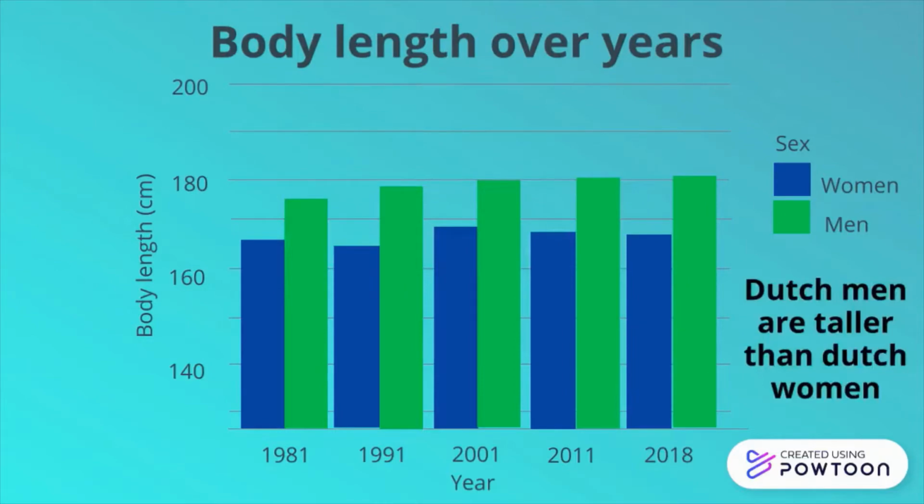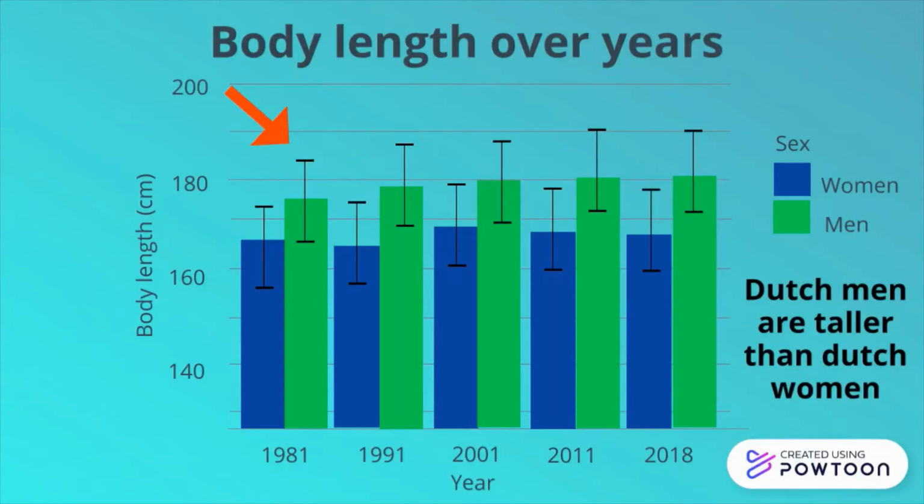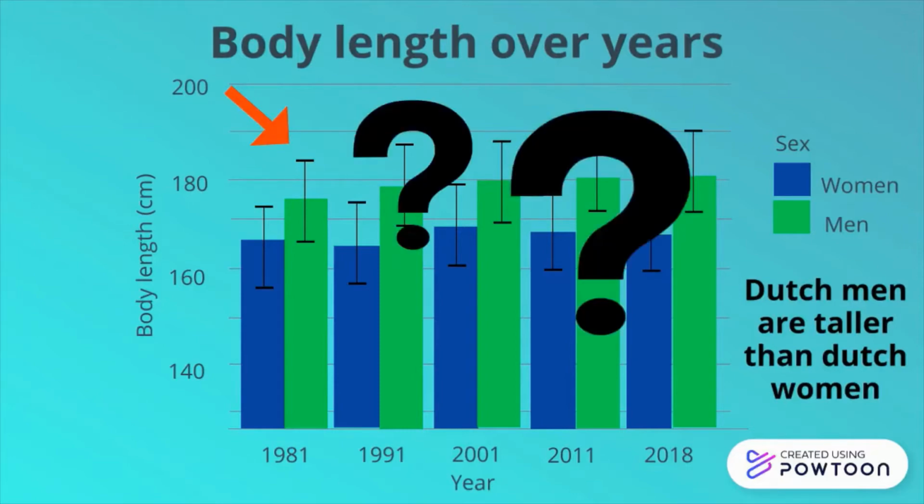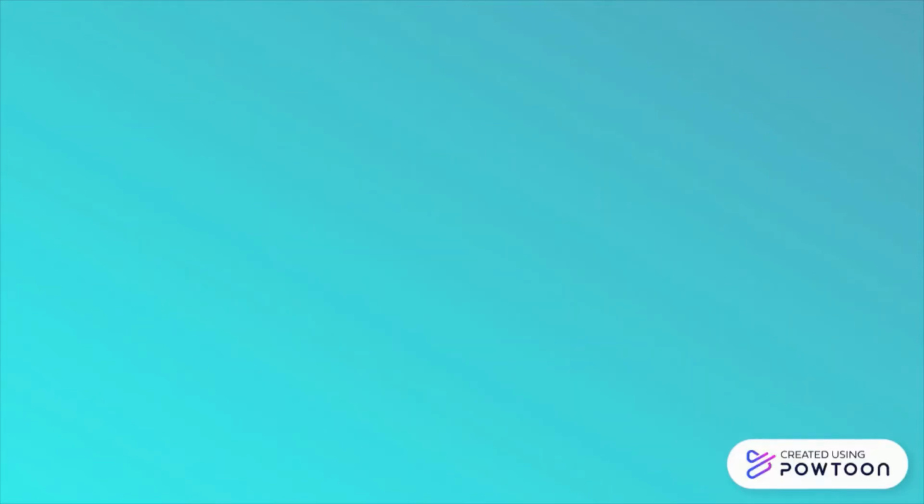Something really important is missing from this graph: error bars. You may have seen these lines in newspapers without actually understanding what they meant. What are error bars for? And are they important? To understand this, we first need to understand what a sample is.